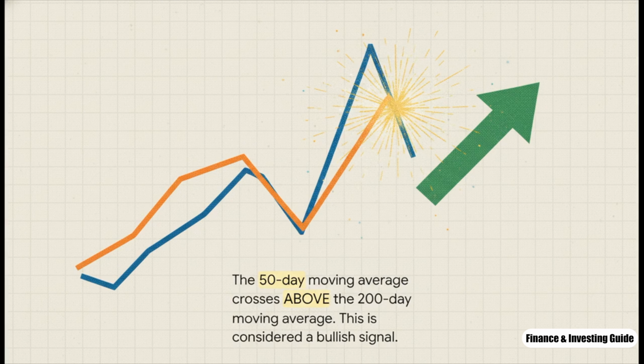Okay, now here's where it gets really interesting. When these two lines interact, they can signal some major shifts. First, there's the golden cross. Sounds epic, right? That's when the shorter-term 50-day line crosses above the longer-term 200-day line. This is a classic bullish signal that a lot of traders see as the start of a new major uptrend.